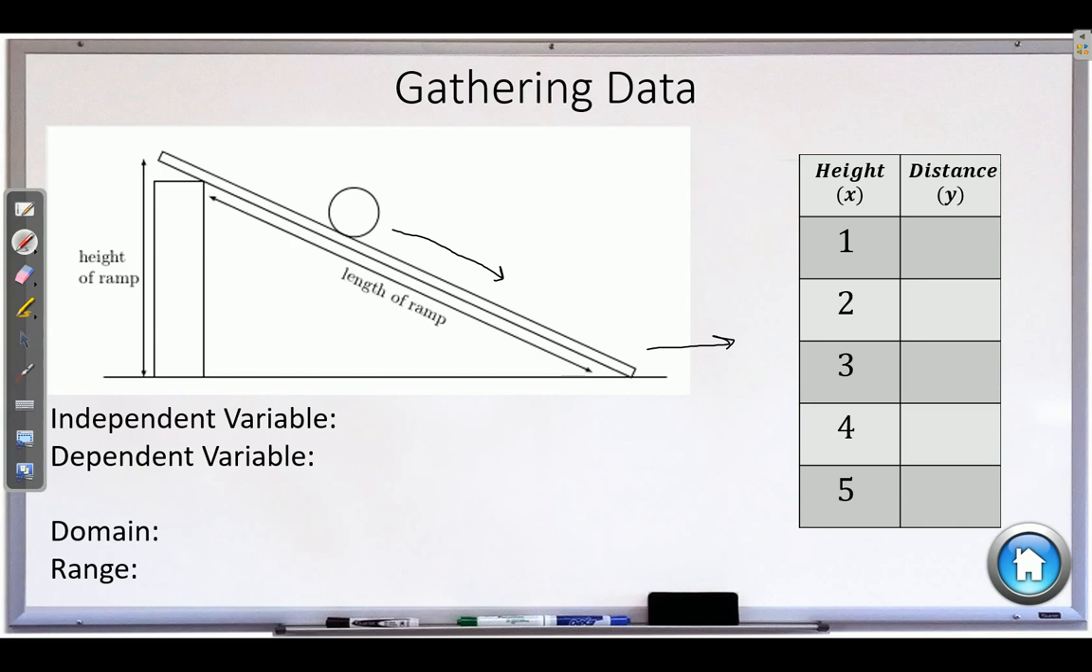So the first thing you want to do when you're doing this experiment, before you even take the numbers, is identify your independent variable and your dependent variable. What are those going to be? That can sometimes be a little difficult. In this case, our independent variable, that's what you control, oftentimes. So what are we controlling? The one thing we are going to be controlling is the height of the ramp.